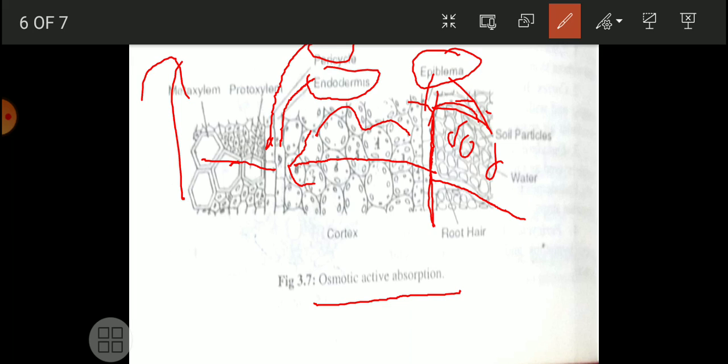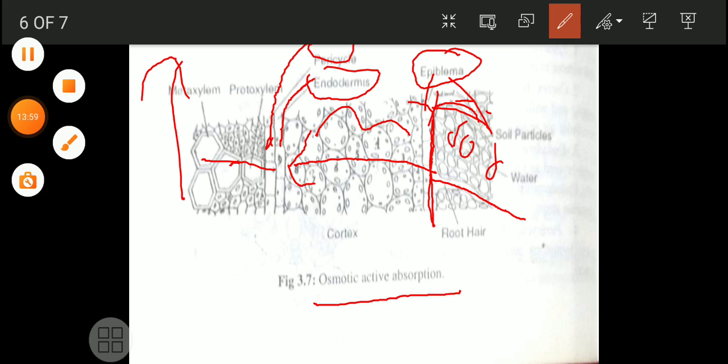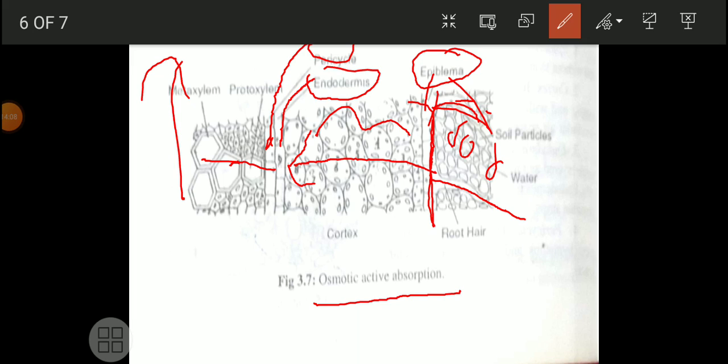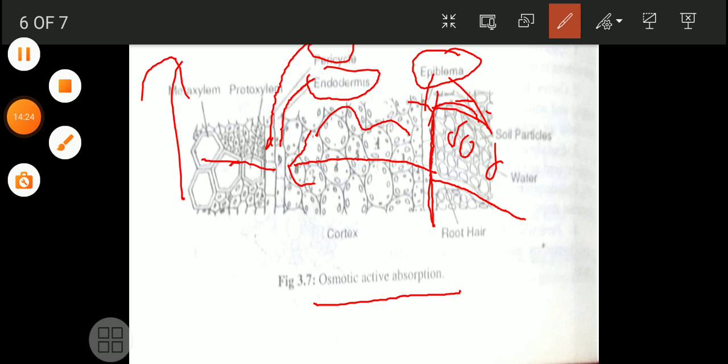So you have to keep in mind, friends, we have been learning here the structure, that is nothing but about how water actually enters through the root hairs up to the xylem vessels, and from the xylem vessels it goes directly up to the other parts of the plant.